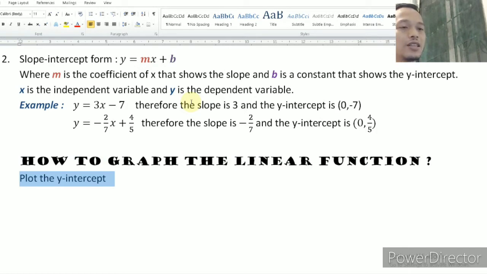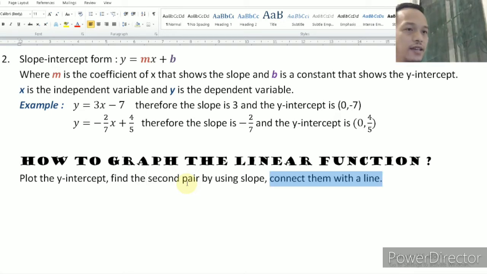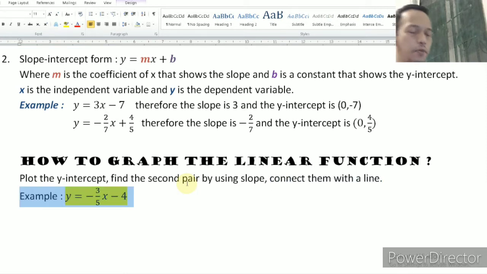So first you plot the y-intercept, since from this equation you can directly find out two necessary pieces of information. The first is the slope and the second is the y-intercept. So you can directly plot the y-intercept into the Cartesian graph. And then since we need at least two ordered pairs, you have to find the second pair by using the slope. After you find the second pair, you just connect them with a line. That's how you graph it. It's easier than the previous form.